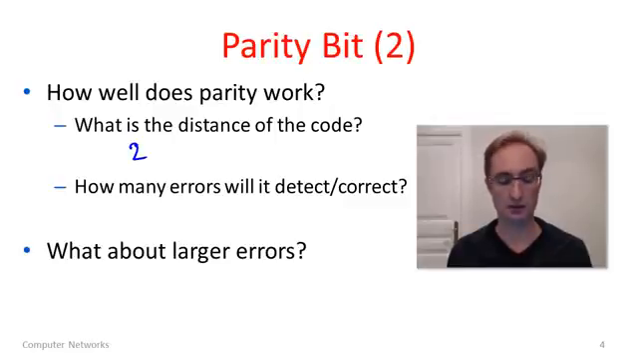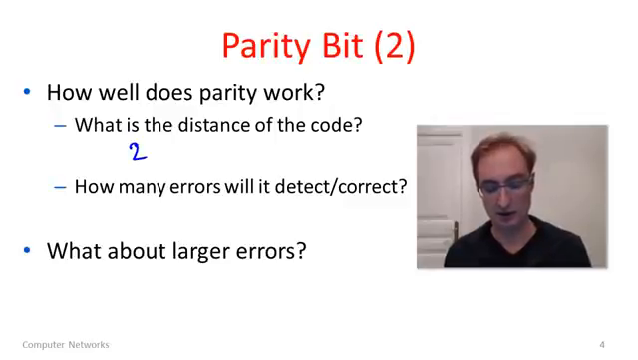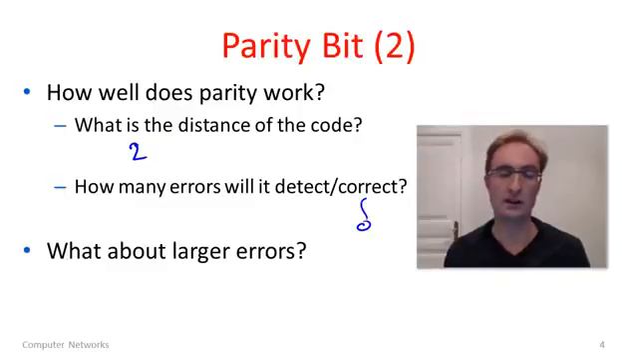Given a distance of 2, how many errors are we able to correct? Well, the answer to that is 0. You don't correct anything. If the parity is off, you get to see that there's been an error, but we don't have enough distance here to be able to correct anything. What about detecting errors? How many errors are we guaranteed to detect? If the distance is 2, we're guaranteed to detect up to 1 error. So that's all that parity is good for in terms of any guarantees.